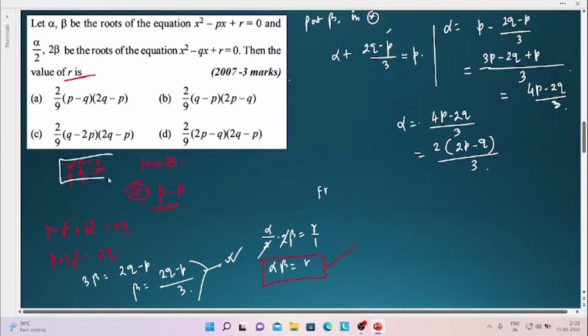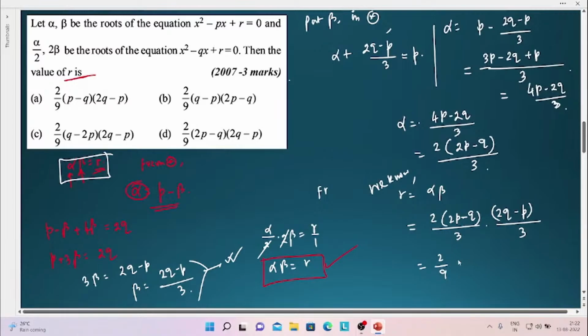So we have to find the value of r, and we know r equals alpha times beta. Let me put the value of alpha and beta in terms of p and q. It will be 2 times 2p minus q by 3 times 2q minus p upon 3. Here 3 times 3 will be 9, and 2 is there. So it will be 2 upon 9 times 2p minus q into 2q minus p.